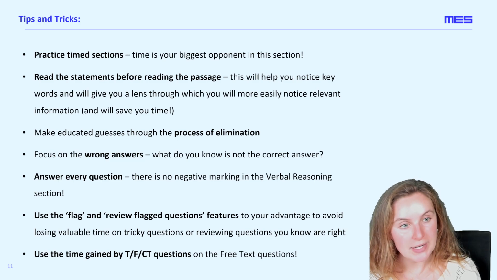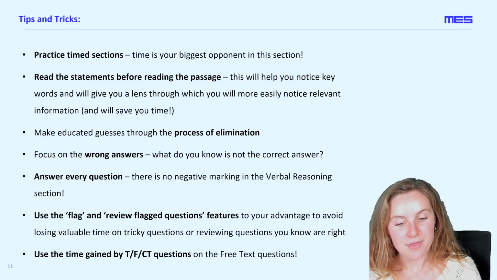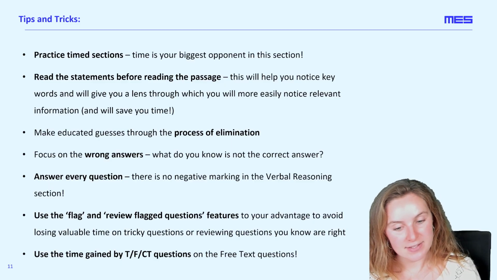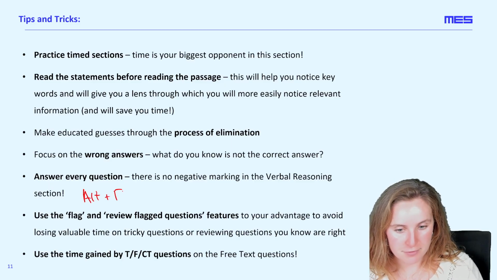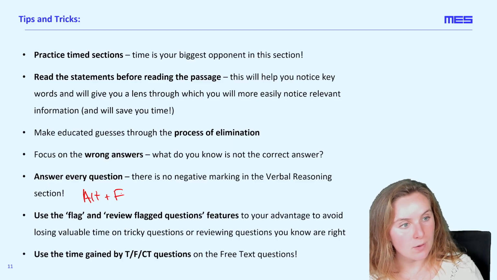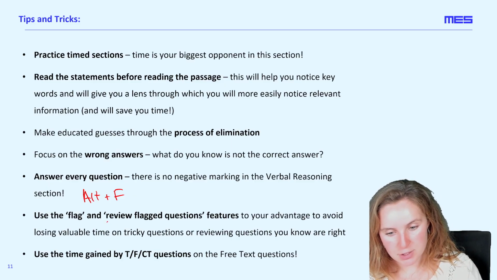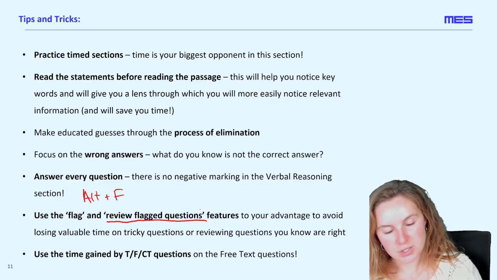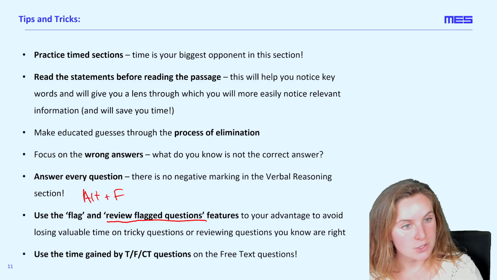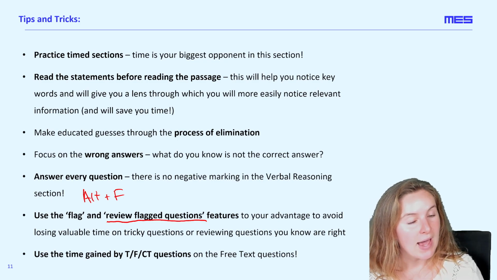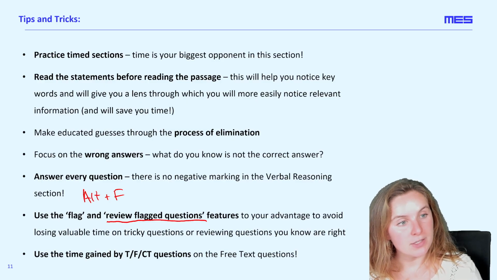With that as well, if you're really unsure about an answer and you think I need more than 28.6 seconds to decide this, then you can flag this question by pressing Alt and F, and you'll be able to flag that question. And then at the end of the section, it will say review flagged questions, and you'll be able to click back through only the flagged questions, thus saving yourself even more time, because you won't need to click through all of the questions you know are right, and will just allow you to focus on the few that you need to go back to.